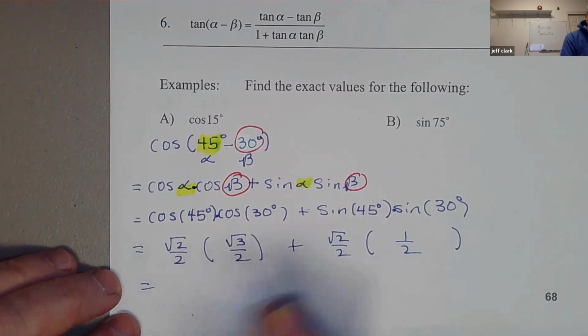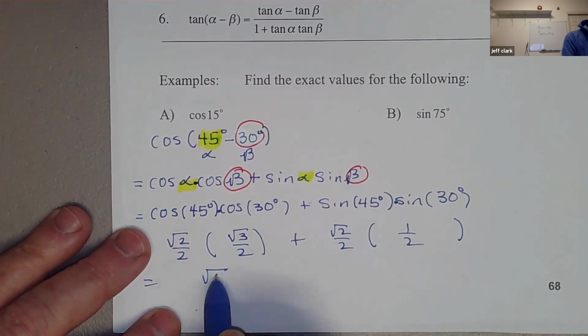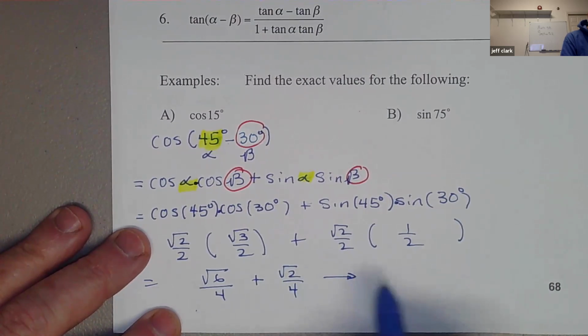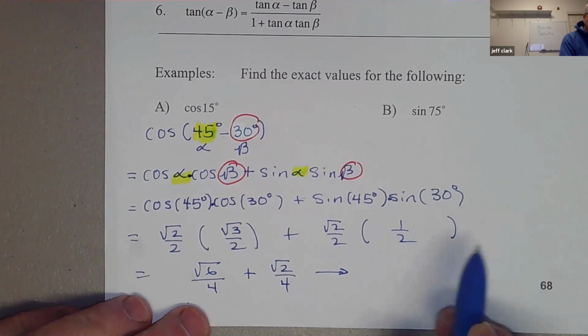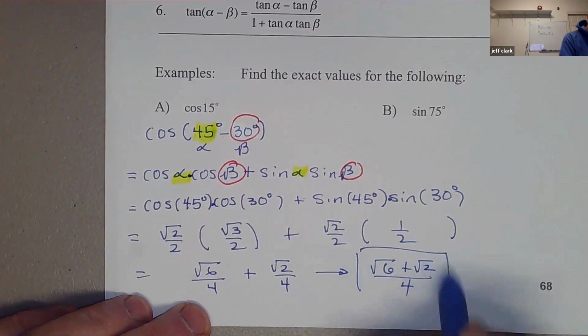And then when you multiply straight across, you get root 6 all over 4, plus root 2 over 4. The back of the book might push that together as one fraction. That's probably the back of the book's answer.